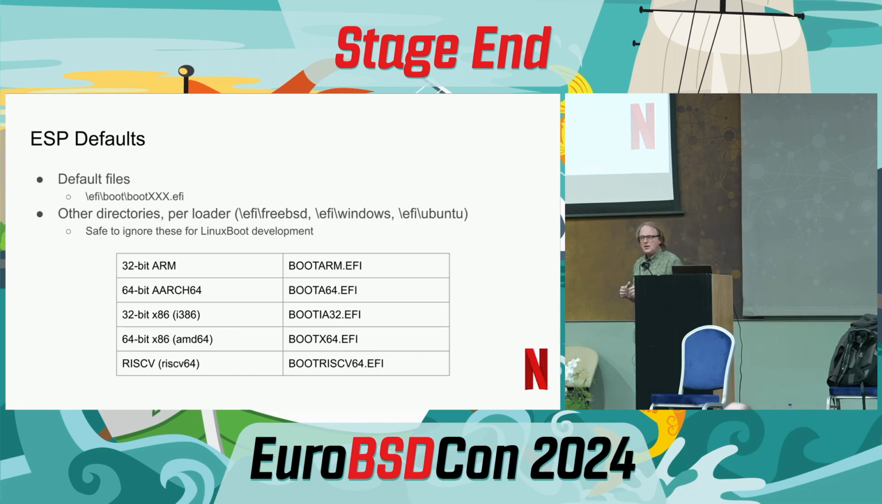In the ESP, there's a number of defaults. Usually, the BDS looks at a whole bunch of boot variables and says, oh, it wants to boot this exactly and that exactly, and it does that. But when it can't find any of those, it falls back to the defaults. And this is just a quick chart of all of the different names that it might boot for all the different system architectures.